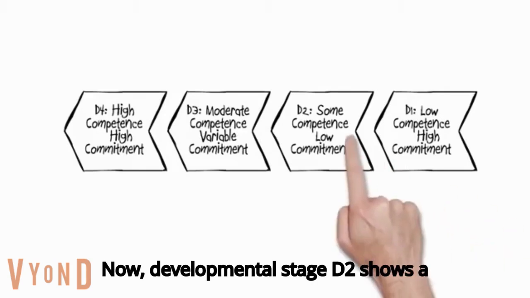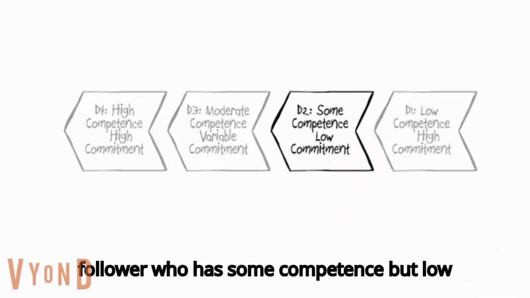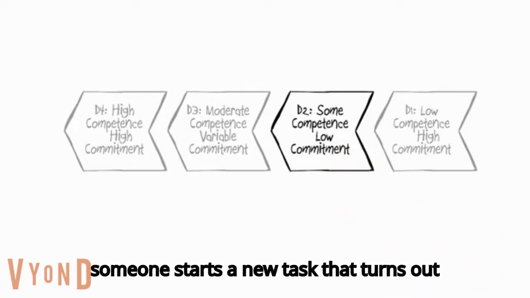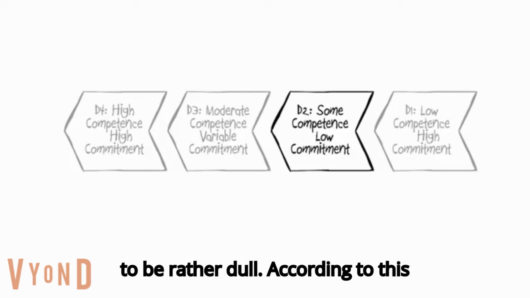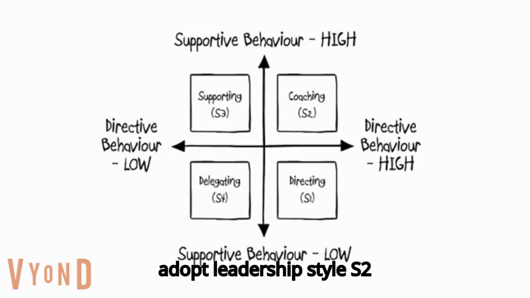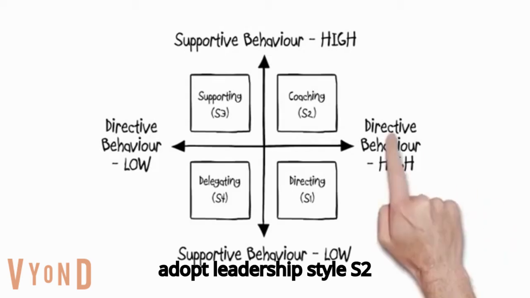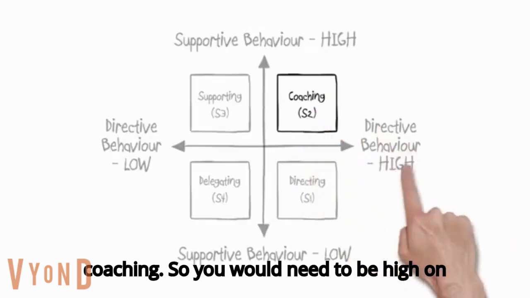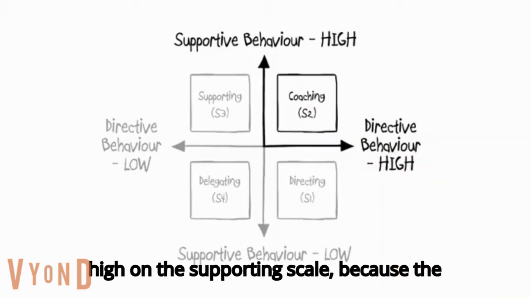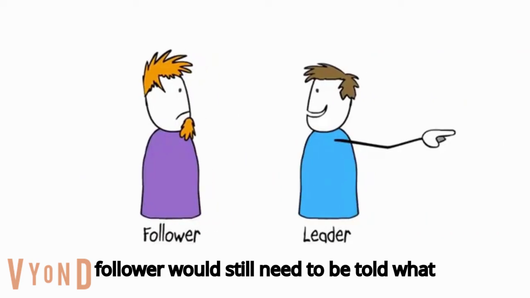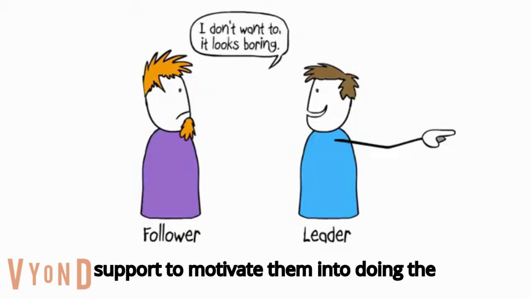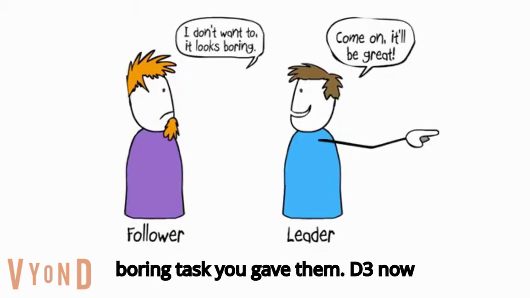Now, developmental stage D2 shows a follower who has some competence but low commitment, and this might be the case if someone starts a new task that turns out to be rather dull. According to this clever table, you would need to then adopt leadership style S2, coaching. So you would need to be high on the directive behavior scale, but also high on the supporting scale, because the follower would still need to be told what to do, but they would also need your support to motivate them into doing the boring task you gave them.